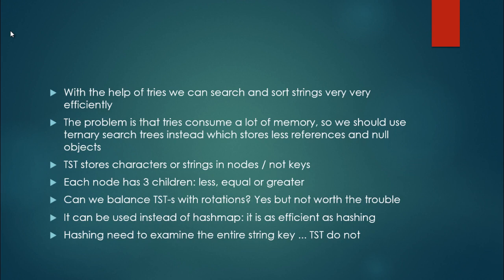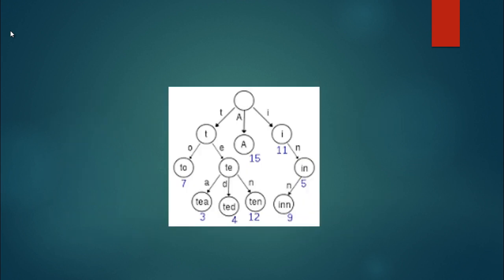It can be used instead of hash maps. It is as efficient as hashing, because hashing needs to examine the entire string key and the TST does not. And that's why it is much more efficient, because if we have a key, for example, that's very large, then hashing is going to have to examine all the characters in the key, but a ternary search tree doesn't.